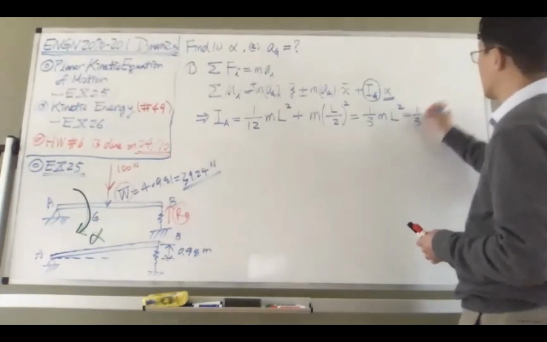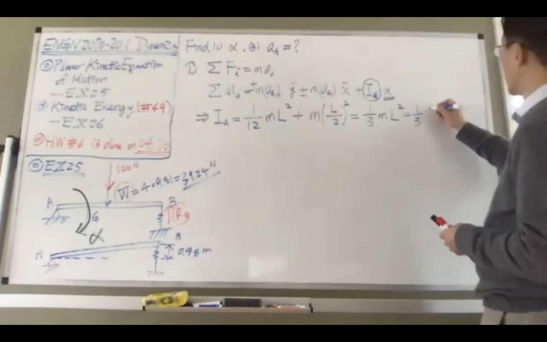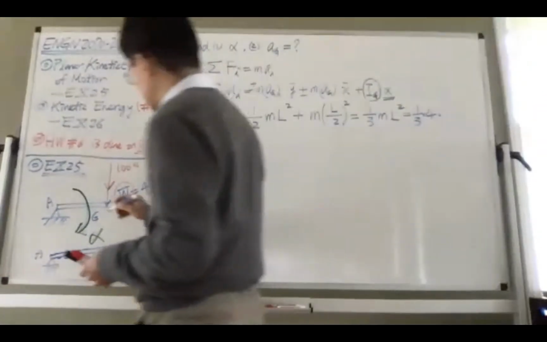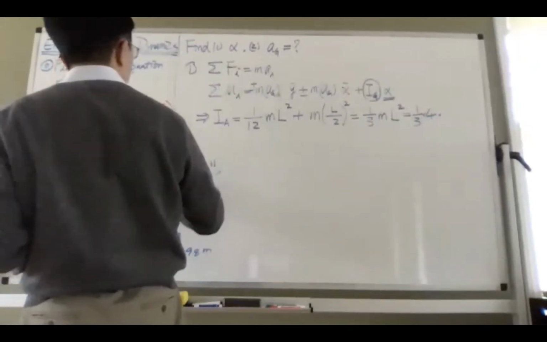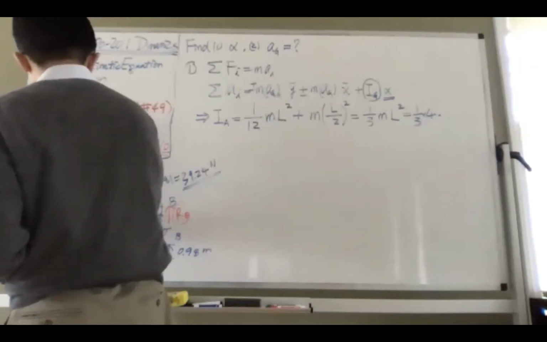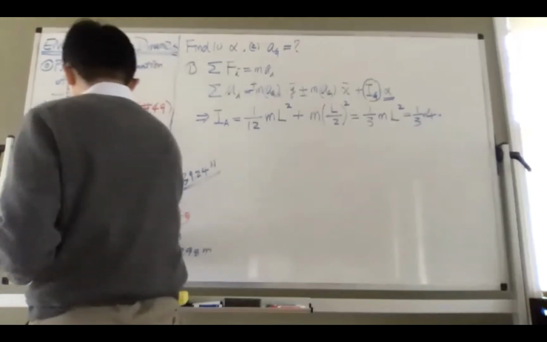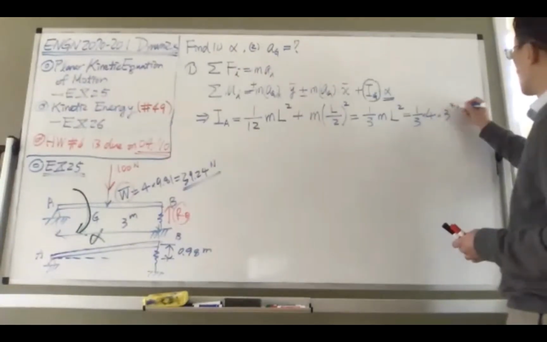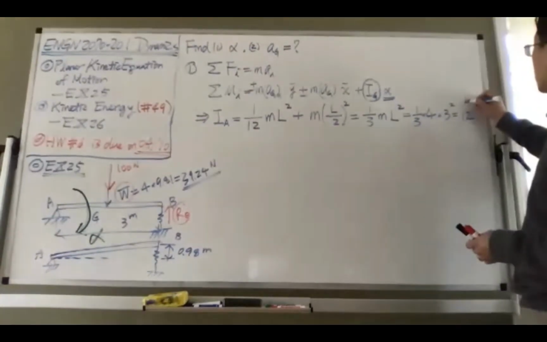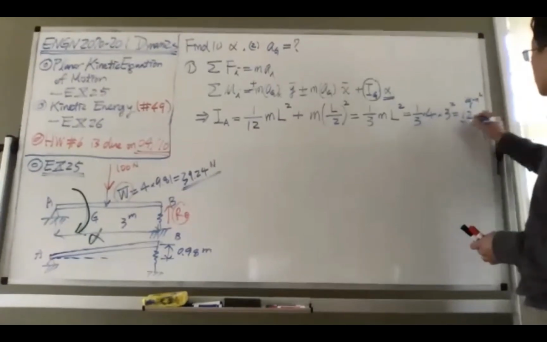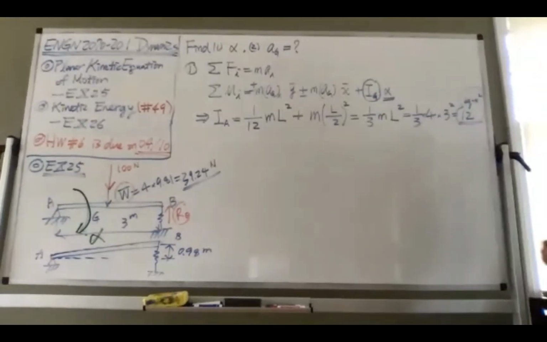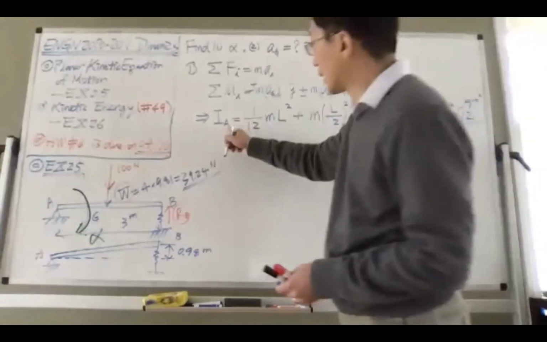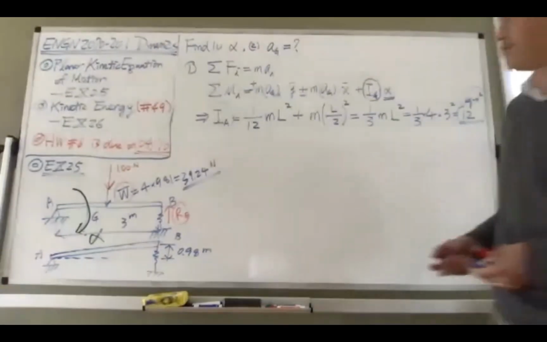That's 1/3 of the mass, which is 4 kilograms, and the total length is 3. I believe we have the information before. From here to here, this is 3 meters, so multiply by 3 squared. This will give us just 12, and the unit is kilogram meter squared. So this is the mass moment of inertia at the center of rotation, IA. So we found this value.